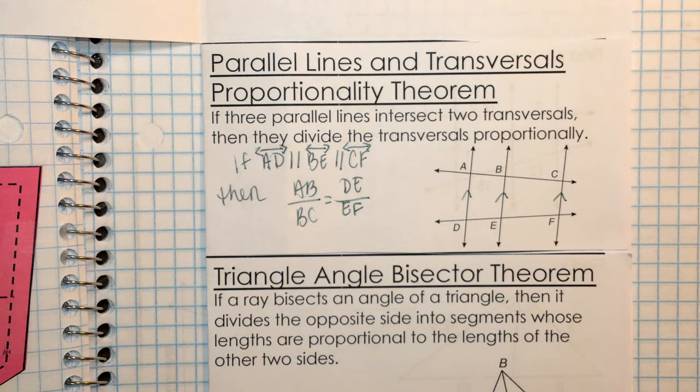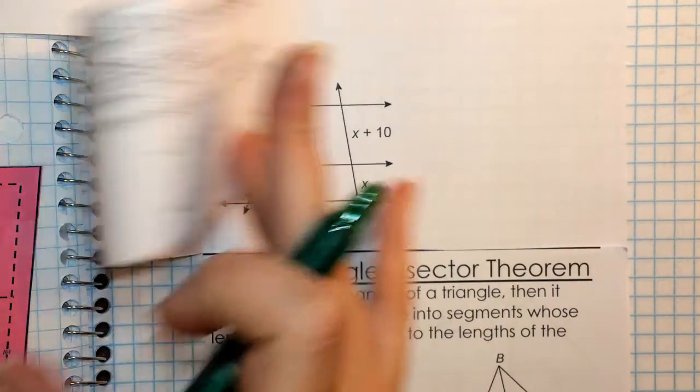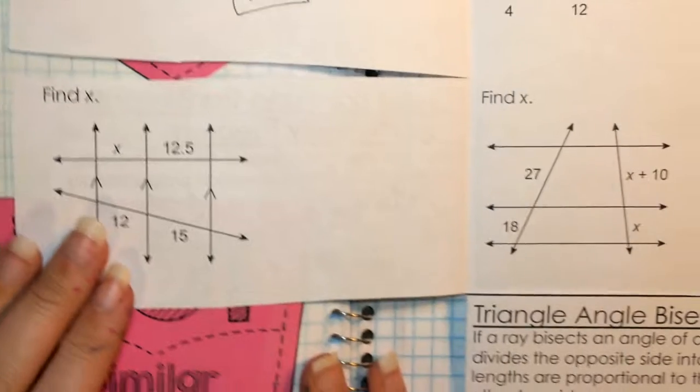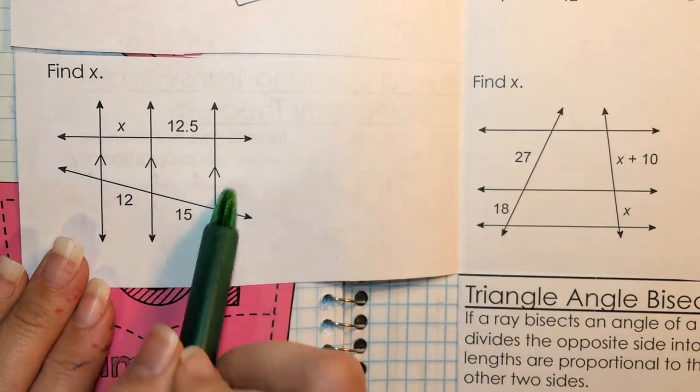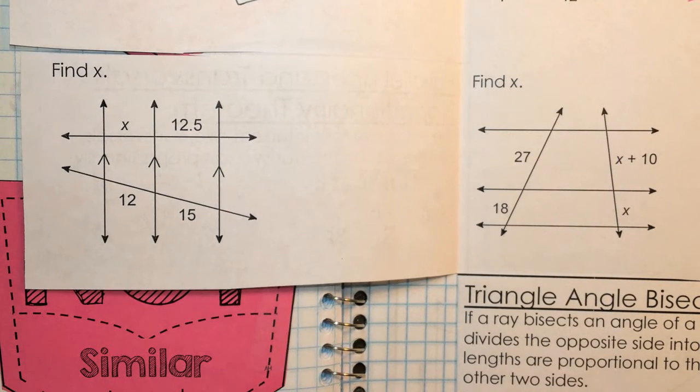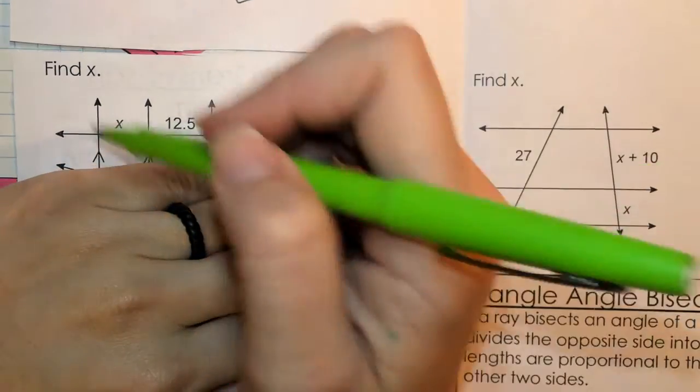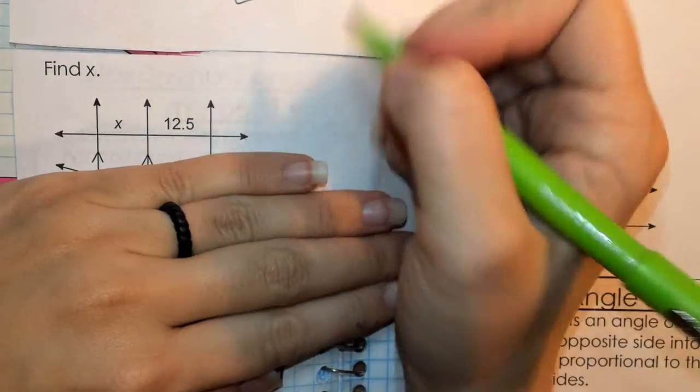Ready to go inside our foldable. Let's do this, taters. Start with the one on the left. Okay. Now, we have 3 lines. Are they parallel? Yes, they are. And the reason we know they're parallel is because of those beautiful arrows.